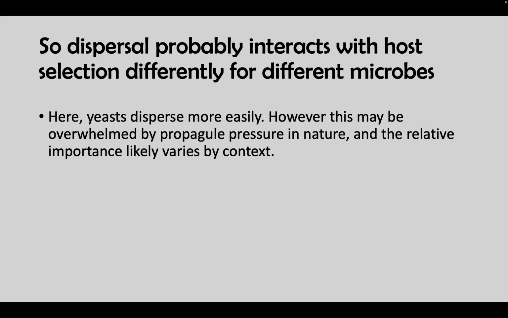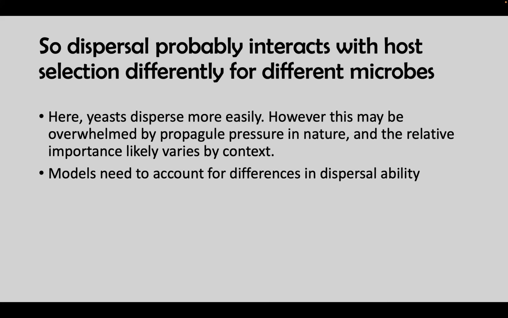And I can wave my hand and say it: context dependence. It probably depends on context, right? What axes of context matter is an intriguing question. But I do think that, I do some models. I didn't talk about any models, but models really need to account for this variation in dispersal.